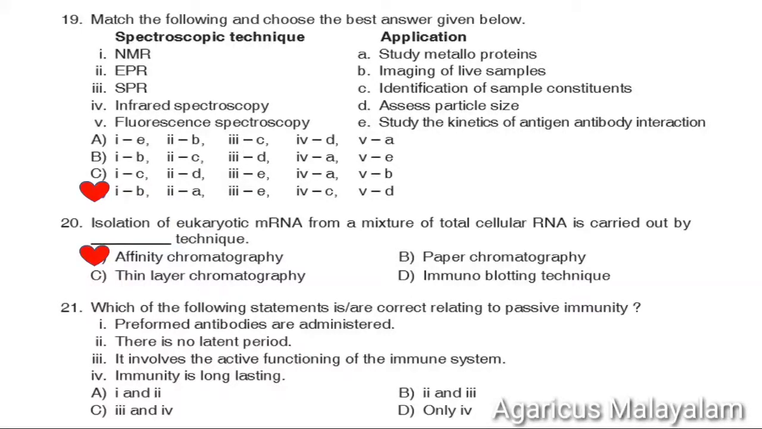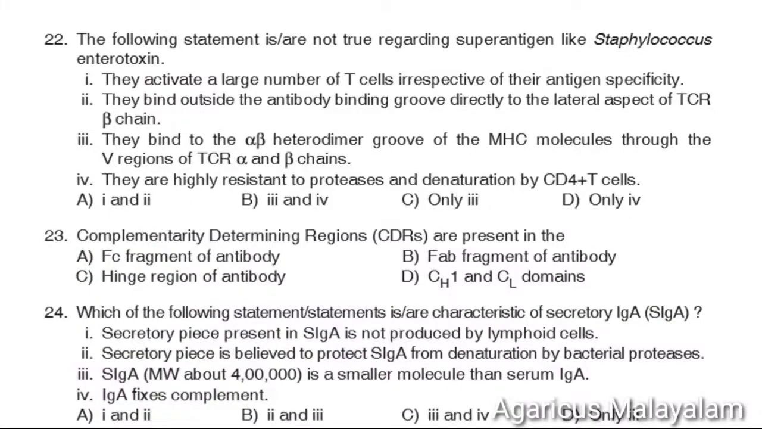21st question, which of the following statements are correct relating to passive immunity? Correct answer is option A. 22nd question, which of the following statements are not true regarding superantigen like Staphylococcus enterotoxin? Correct answer is option C.